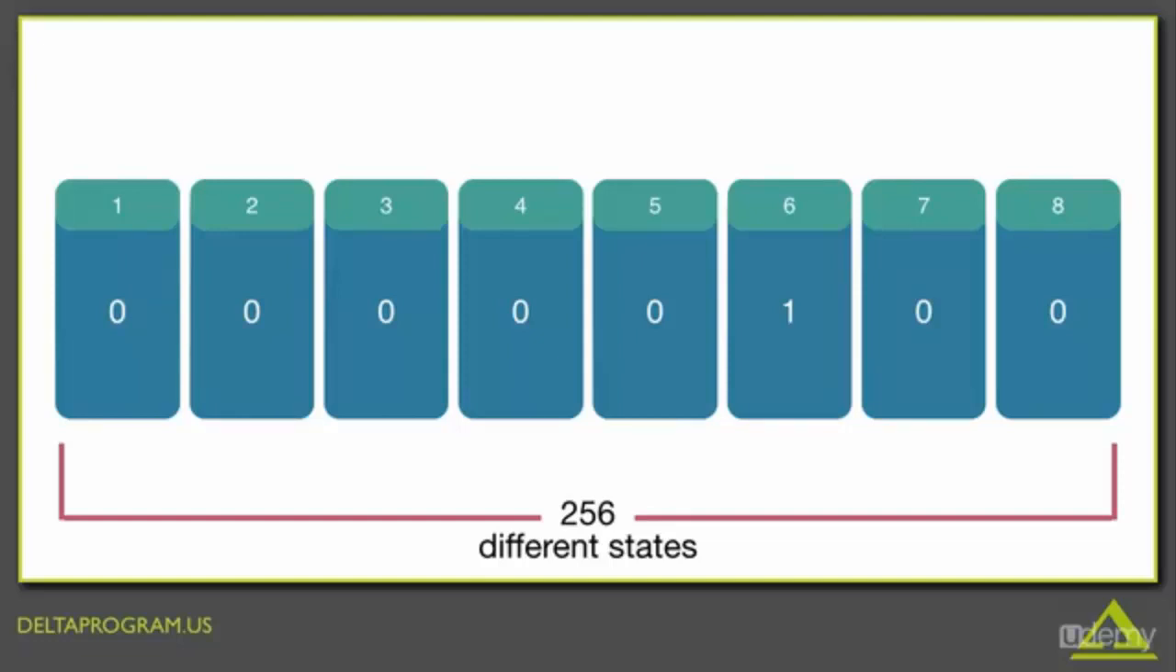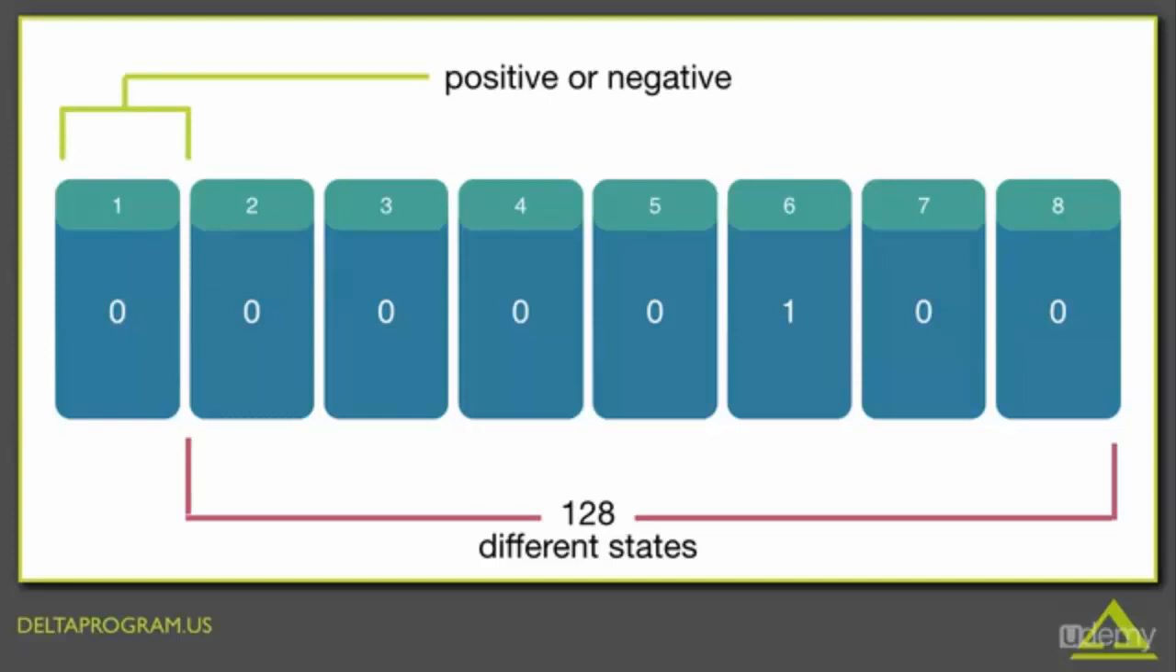Well, what if we wanted to represent something like a negative number? Well, we could just take that first locker and use it as a switch to denote positive or negative. And in fact, this is how computer memory actually works. It's really just mapping these different states to mean different things.